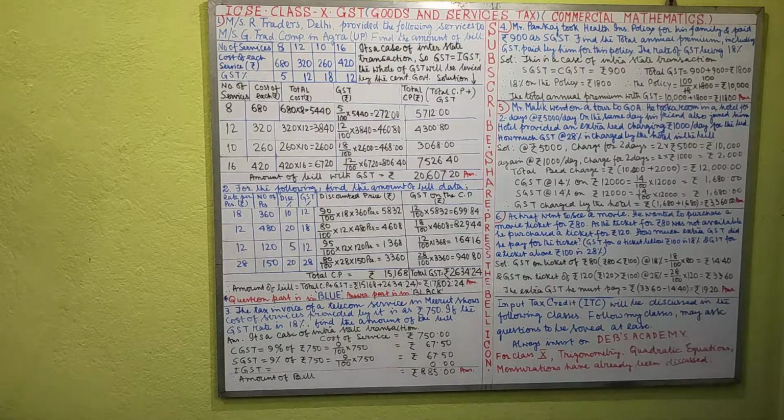GST on ticket rupees 80, which is below rupees 100, is 14.40, and GST on a ticket of 120, which is greater than rupees 100, therefore it is 28%, is rupees 33.60. Therefore the extra GST he must pay is rupees 33.60 minus 14.40, which is 19.20.